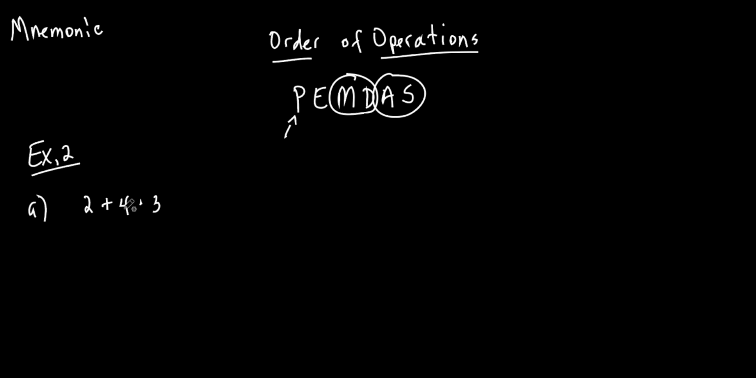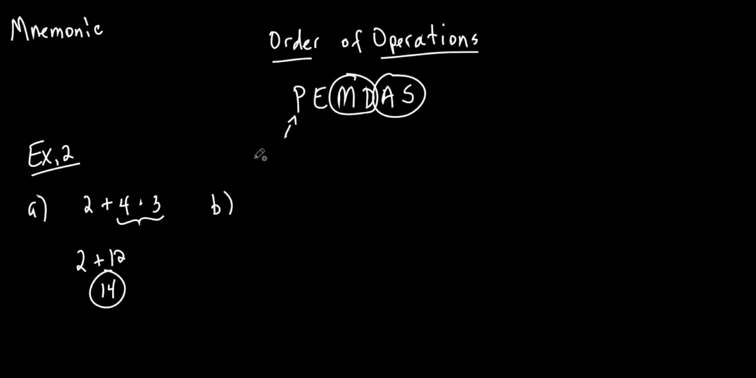All right, you don't do the 2 plus 4 first. What do you do first? You do multiplication before you do any addition. So what's being multiplied? These two right there. So you have to do that first. Okay, so this is 2 plus what? 12, and that is 14. Everybody with me? All right, so make sure you do it right.